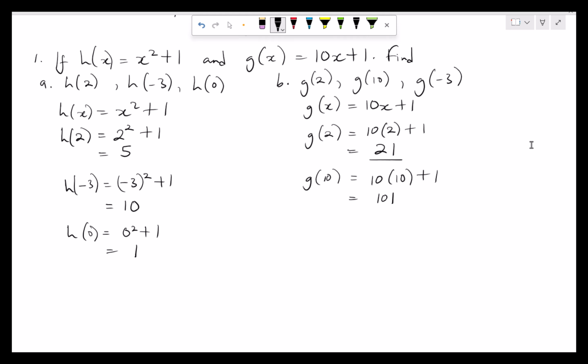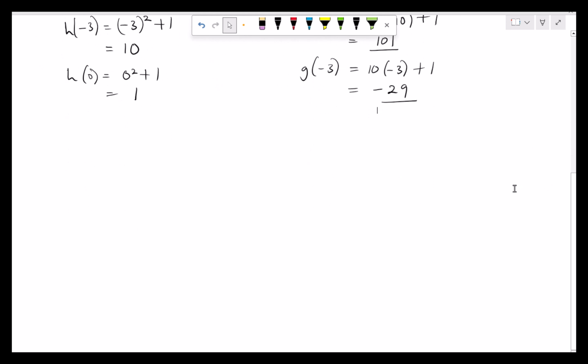That's 101. And lastly, we have g of negative 3. So that's 10 multiplied by negative 3 plus 1. That's minus 30 plus 1. That gives us minus 29. Now let's look at two more examples.